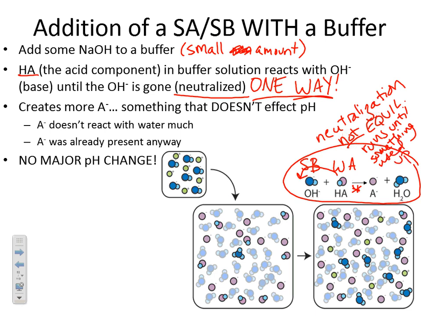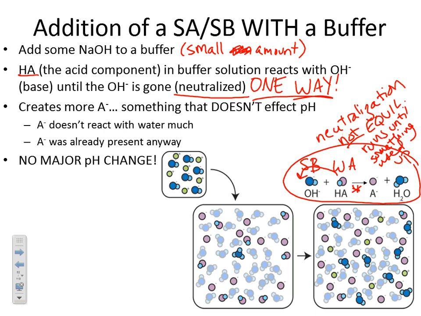And because we added a small amount of hydroxide, the thing that gets used up first is the hydroxide. So this is going to run until the hydroxide is used up, because that's part of our definition of a buffer system. We have a large amount of weak acid and weak base, and we add in a small amount of, in this case, strong base. So this reaction runs until the hydroxide gets used up.